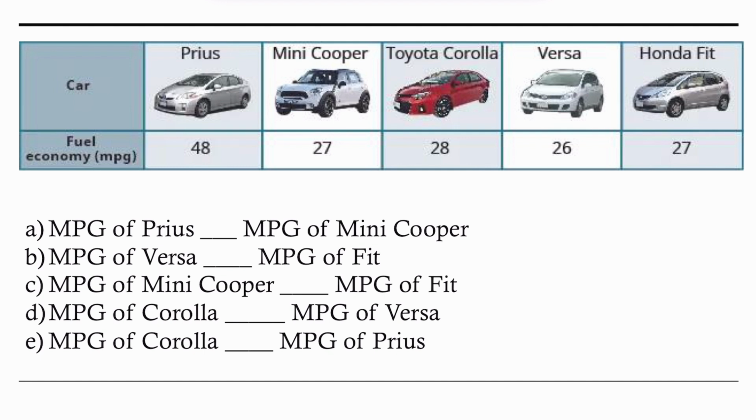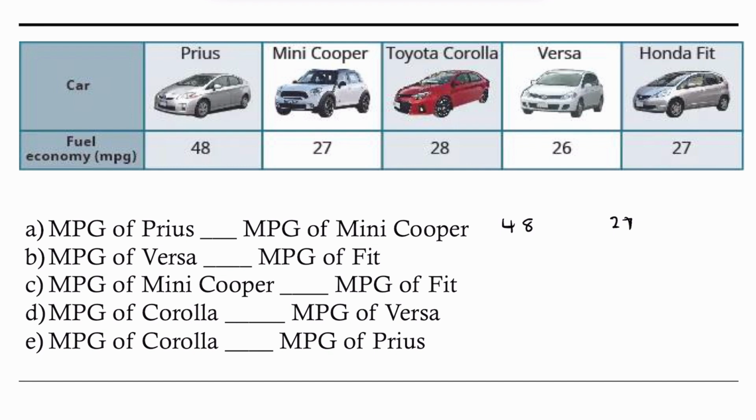And so MPG of Prius and MPG of Mini Cooper. So we'd want to go and look at what those are. So the Prius is 48. The Mini Cooper is 27. And so if we just write down 48 on the left-hand side and 27 on the right-hand side, we would need to use one of the inequality symbols that we've just learnt about to represent those two numbers.